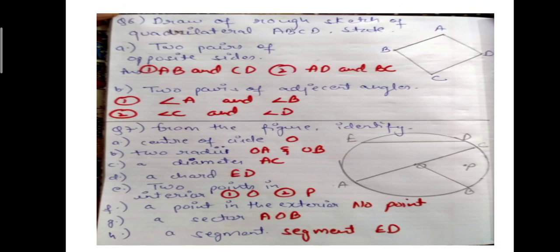ठीक है, now two pairs of adjacent angles. ठीक है, adjacent में you have ADJACENT. ठीक है, correct the spelling, it's JACENT. Now adjacent angles are those angles which are neighboring to each other. मतलब एक ही लाइन पे जब दो angles बनते हैं then those two angles are called adjacent angles.